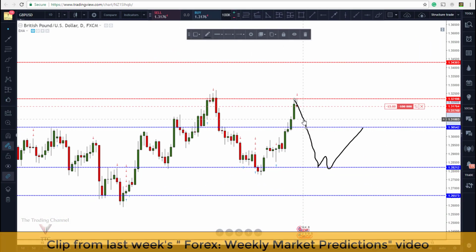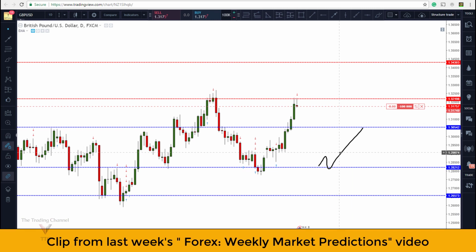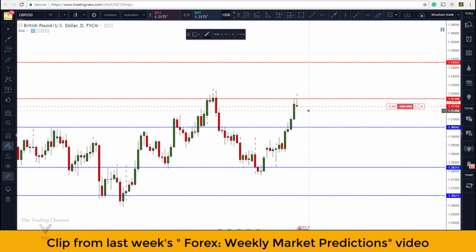Now, there's also a possibility that the market does not respect our analysis whatsoever and that we see this market head higher. As a trader, it's important to remember that we never really know exactly what's going to happen in the market.